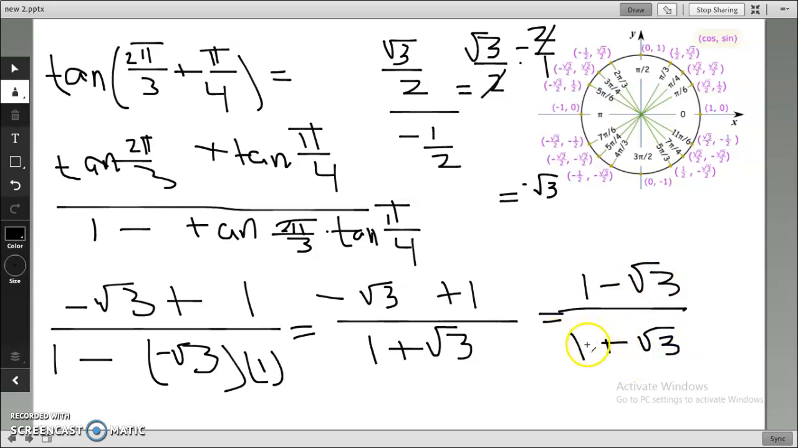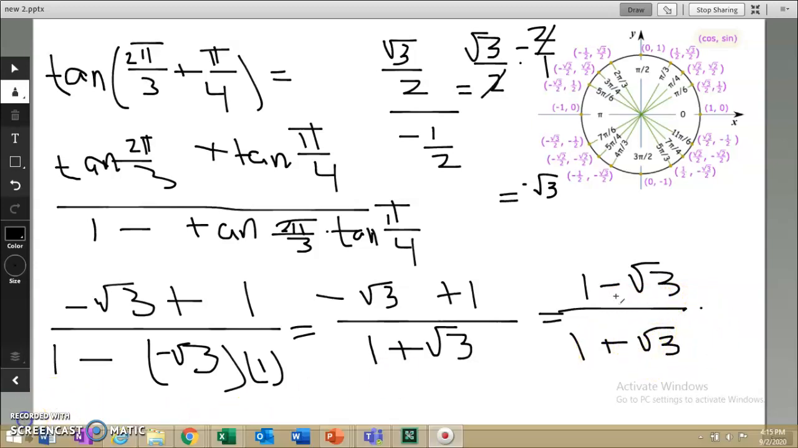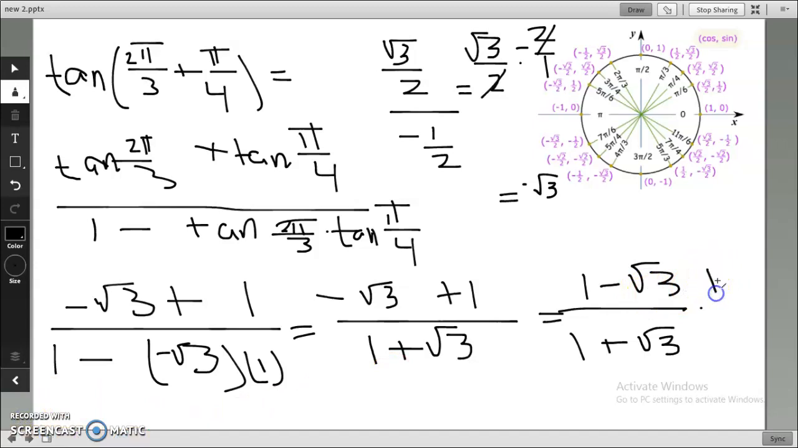I can rationalize my denominator if I was asked to, and I can rationalize my denominator by multiplying the top and the bottom by the conjugate. So it'll be 1 minus root 3 over 1 minus root 3.